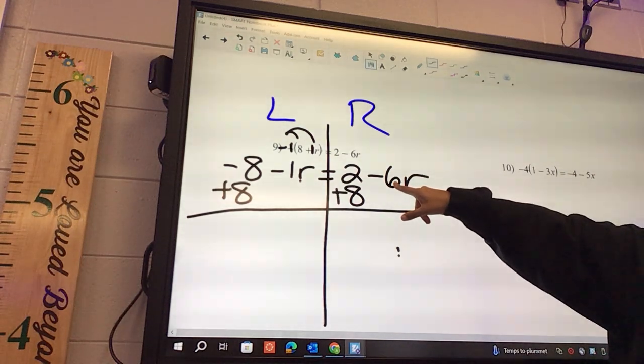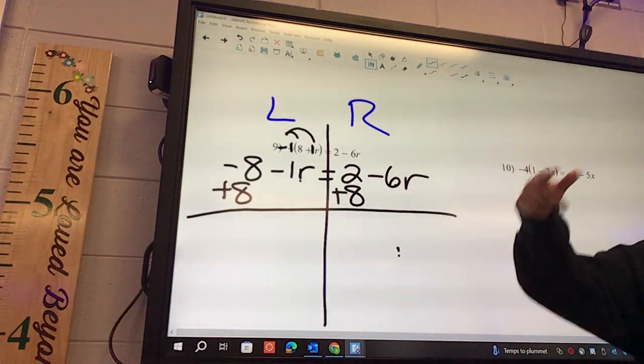6R, is that a letter or a number? It's a letter. Where is it right now? On the right side. Where should it be? On the left. So that means he needs moved.